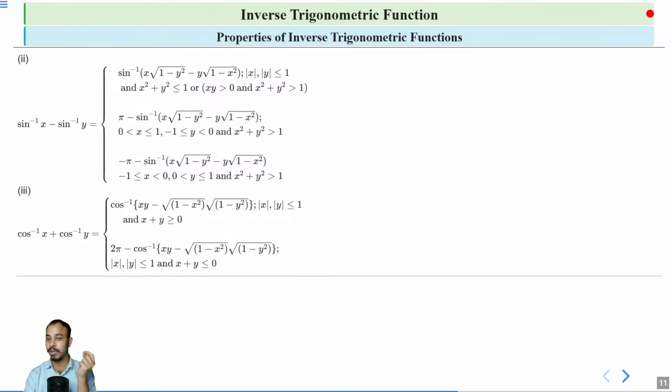Okay, but if you have |x|, |y| both less than or equal to 1 and x plus y is less than or equal to 0, then cos inverse x plus cos inverse y is equal to 2 pi minus cos inverse of (xy minus square root of 1 minus x square times square root of 1 minus y square). Okay, understand? I hope you will understand. Okay, now moving to the next.